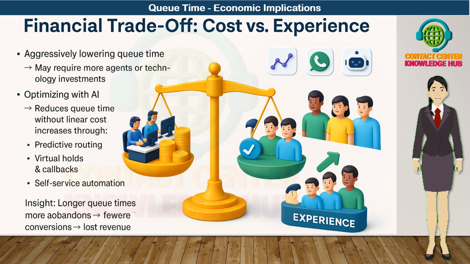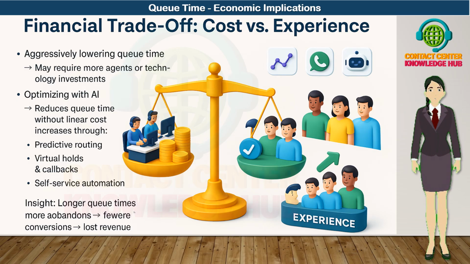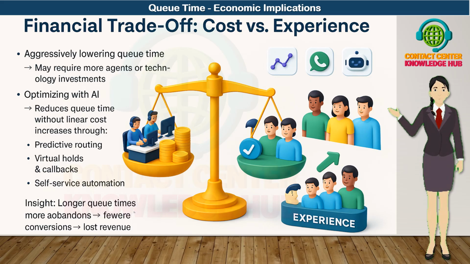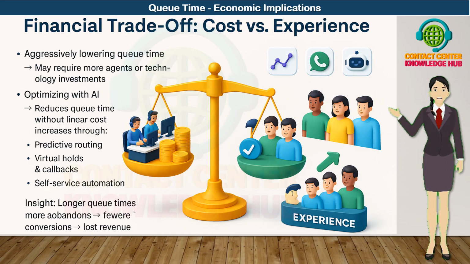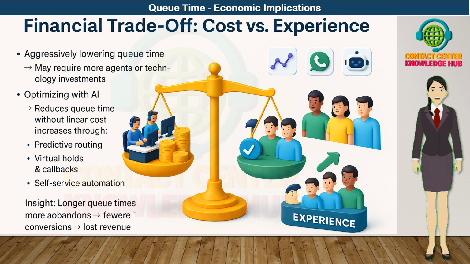Finally, let's talk about the balance between cost and customer experience when addressing abandonment. If you aggressively try to lower queue time by simply adding more agents or investing heavily in new tools, it can drive operating expenses up sharply. But there's a smarter way. By optimizing with AI, you can reduce queue time without a linear increase in cost.